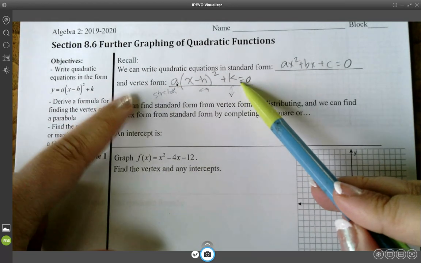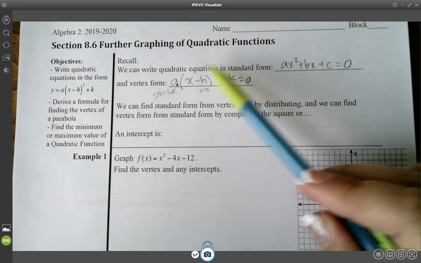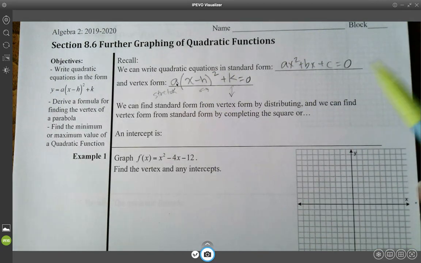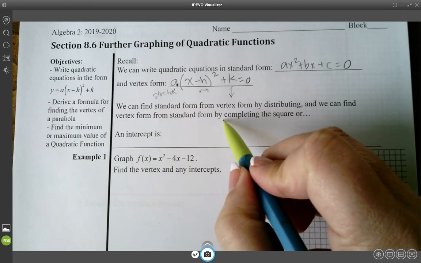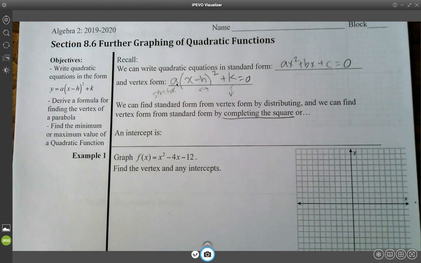If we're given the vertex form, going into standard form is pretty easy. We can just distribute, so that's foiling out that squared term and then combining like terms. But to find vertex form from standard form, we need to complete the square, okay? And by the end of today's lesson, there will be a shortcut that we can use. But the first method we're going to look at is by completing the square.